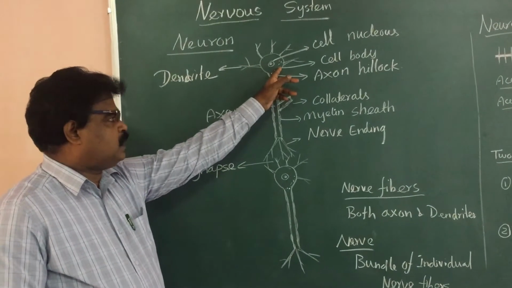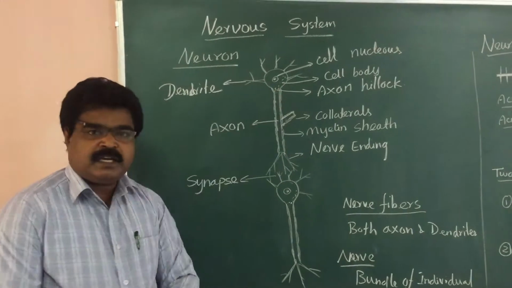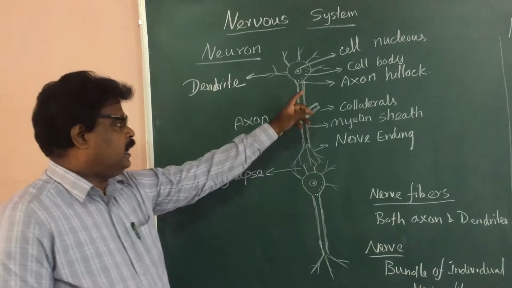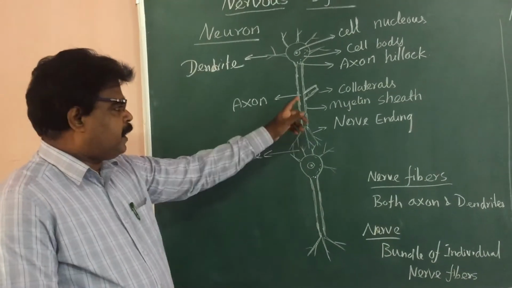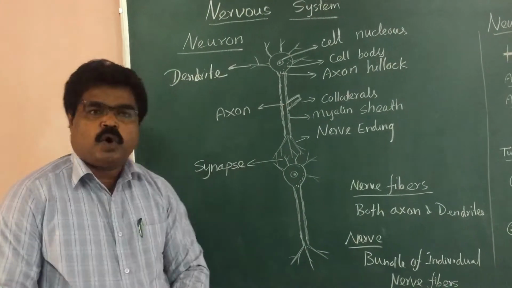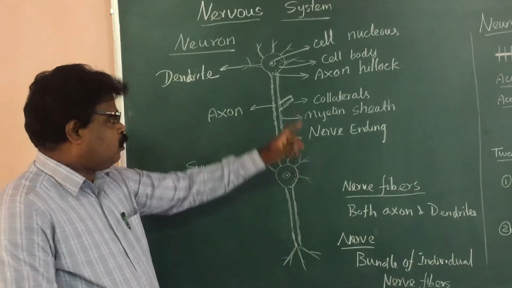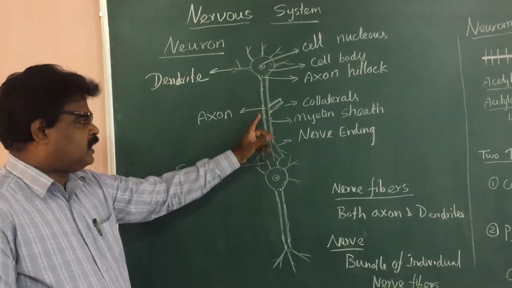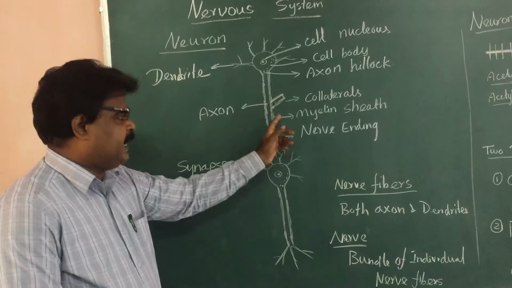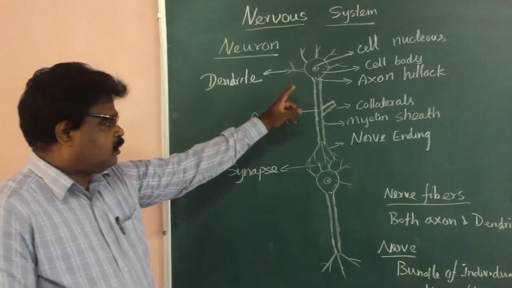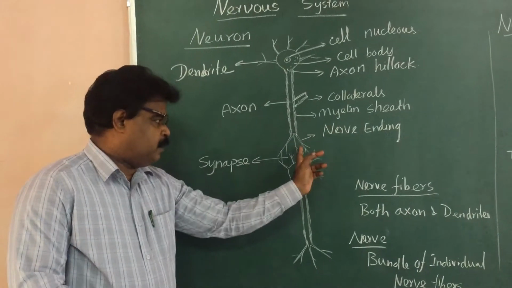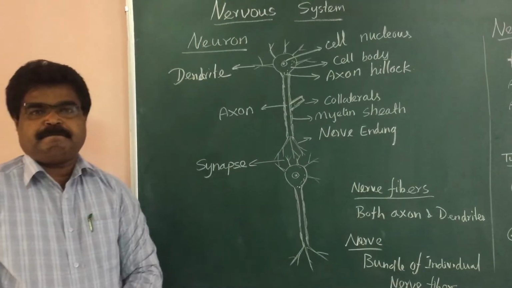Adjacent to the cell body is the axon hillock. Here the action potentials are generated. The main branches of the axon are called collaterals. Most of the axons are coated with a coating called myelin, so it is called myelin sheathed. The axon ends with the nerve ending fiber.